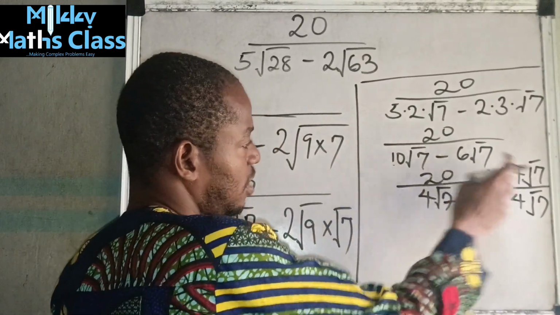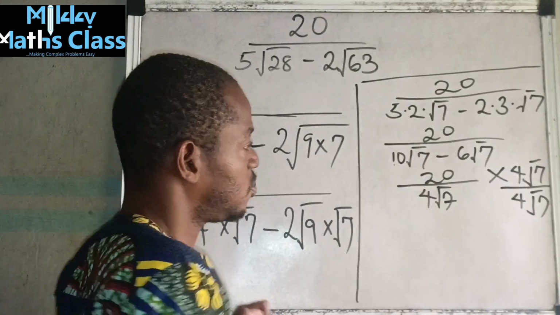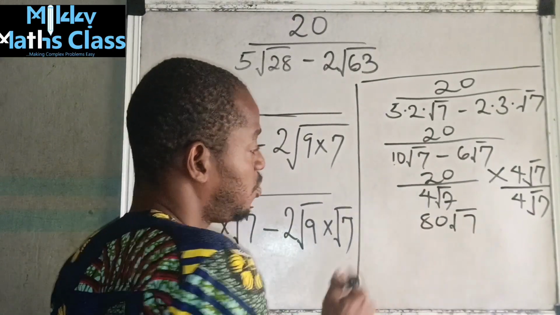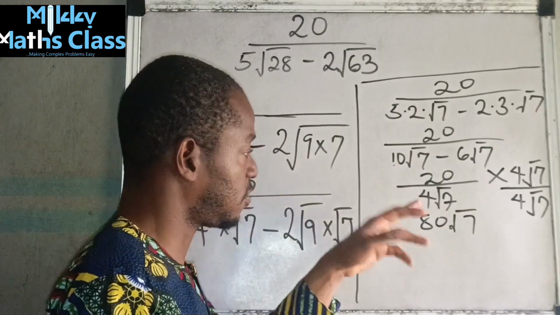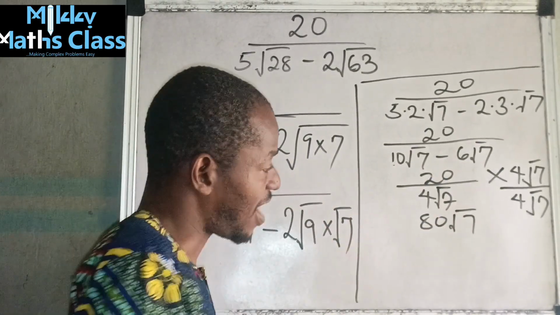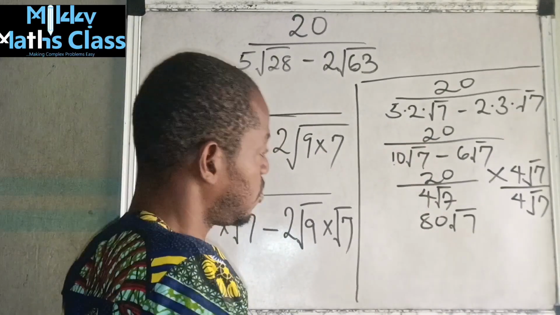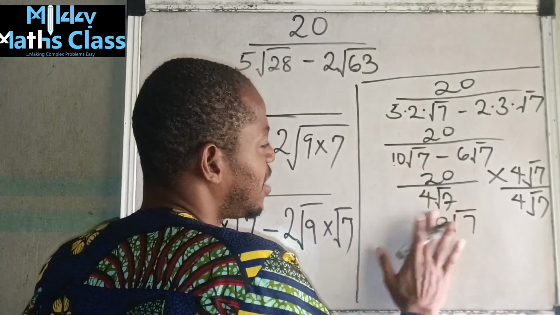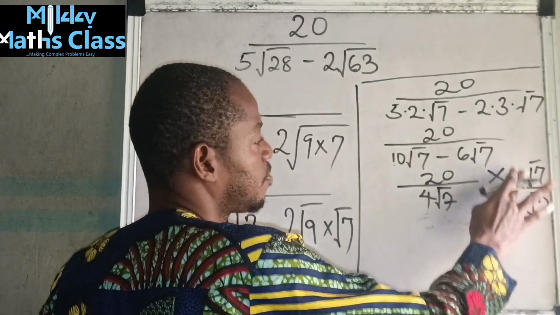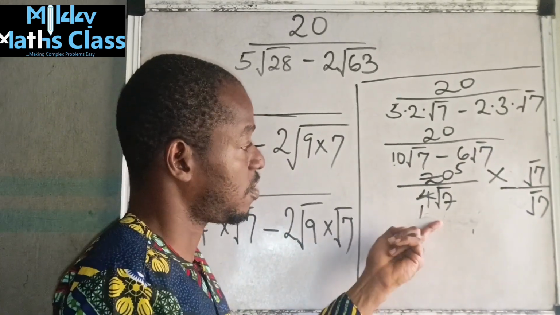Now 20 times 4 will give us 80. I would have reduced it anyway, but let's continue. 80 root 7... you can reduce it before you take the conjugate. That's 4 here 1, 4 here 5. We can do it like that, so we multiply both sides by root 7. Okay, let's do it like that to make it easier. 4 here 1, 4 here 1, 4 here 5. So you have 5 over root 7.